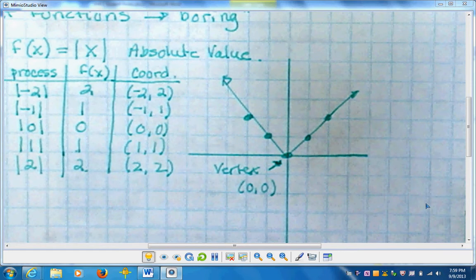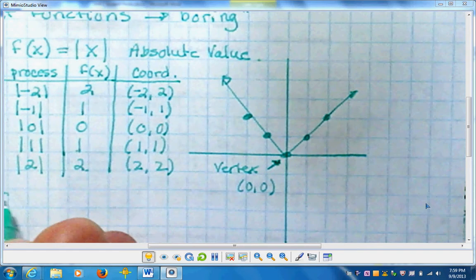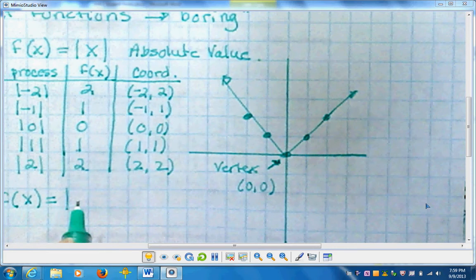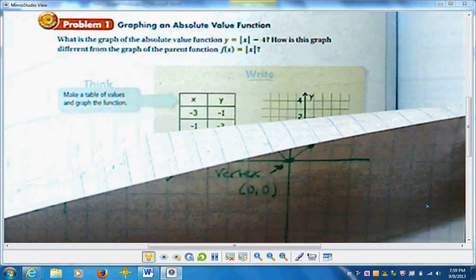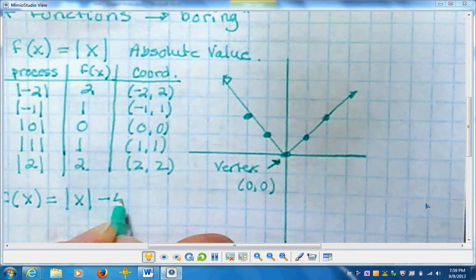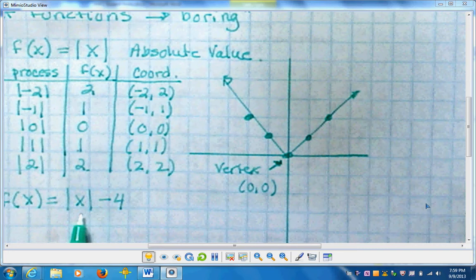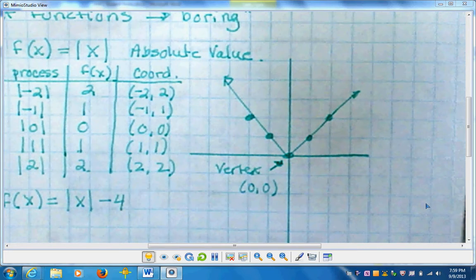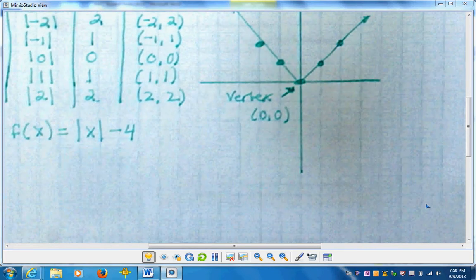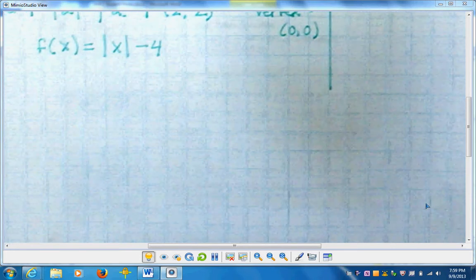Okay, so let's go ahead and look at the other function they want us to look at, which is f of x is equal to the absolute value of x, and then notice that minus 4 is not inside the absolute value. So that's real important to keep in mind when we're doing this.